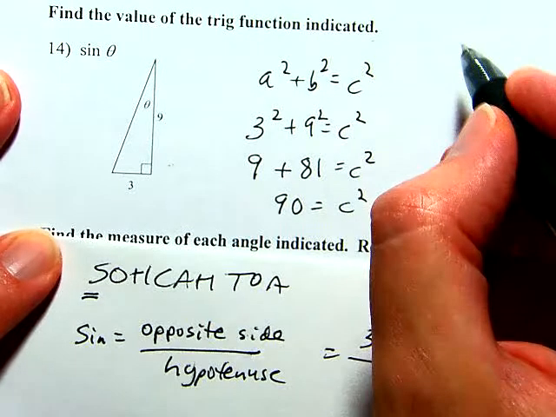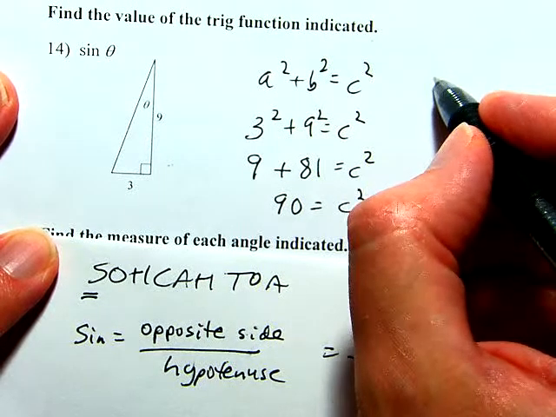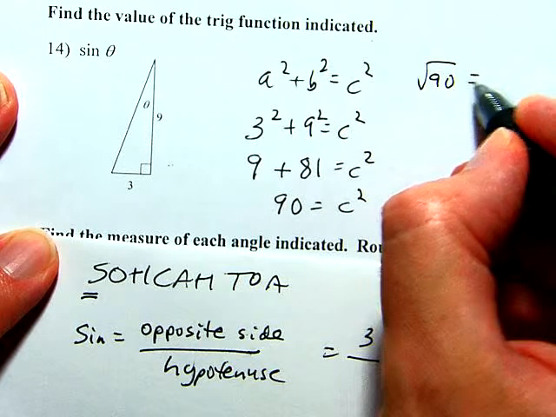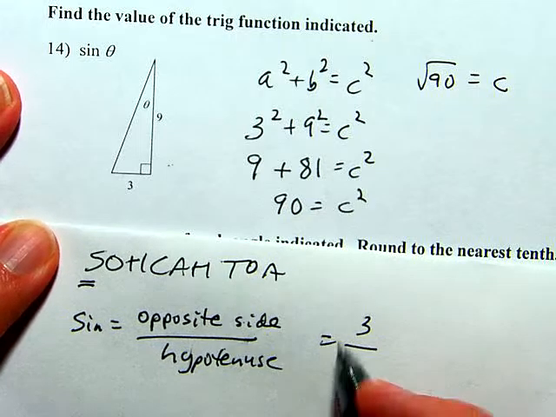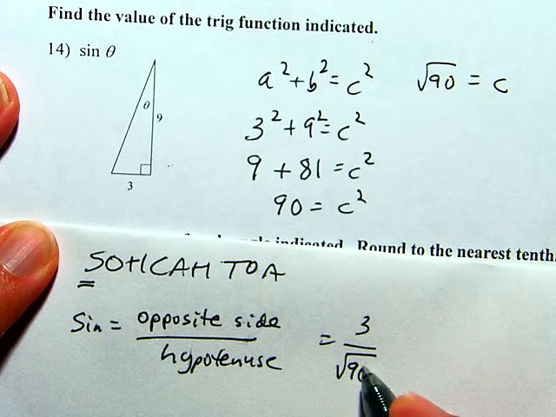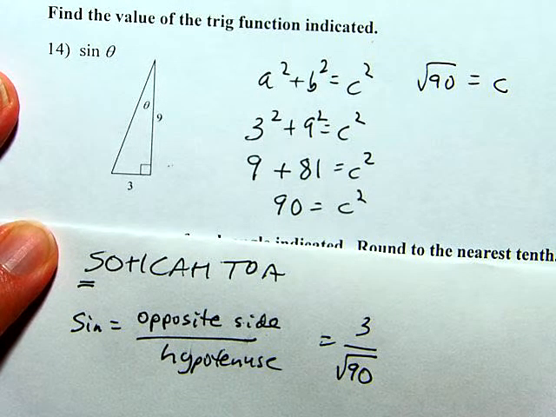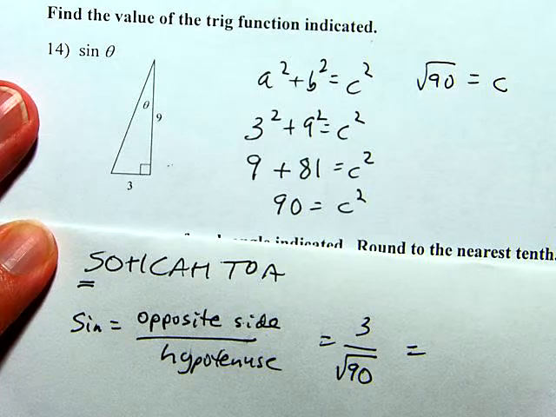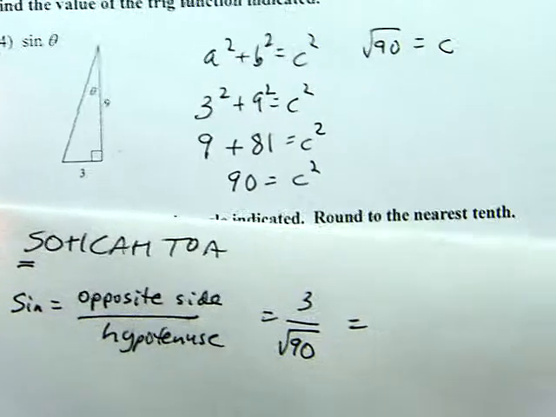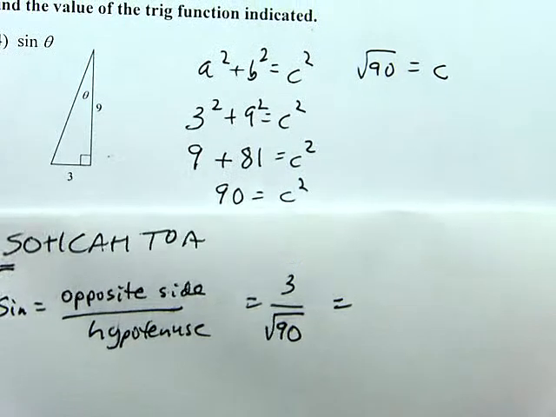C, therefore, is equal to the square root of 90. So we have the square root of 90 equals c. So that's the length of our hypotenuse. Let's put it down here. Square root of 90. So we've got the sine. It's 3 over the square root of 90. But can we simplify this a little bit? Is there any way that we can simplify this, because we'd like to get the simplest form?